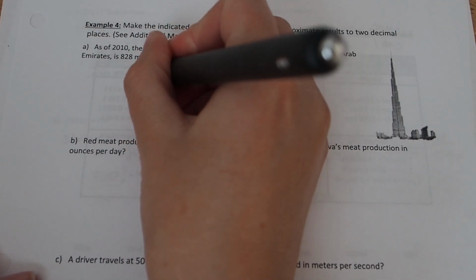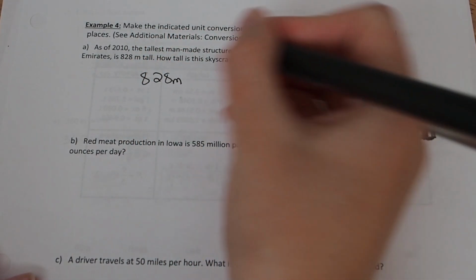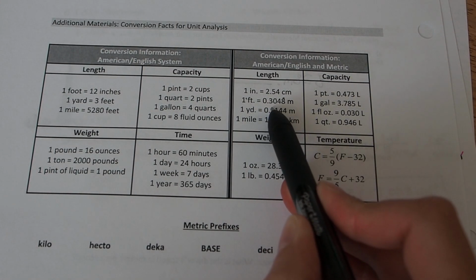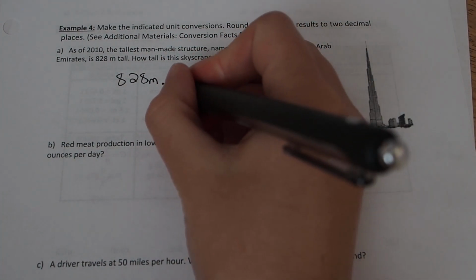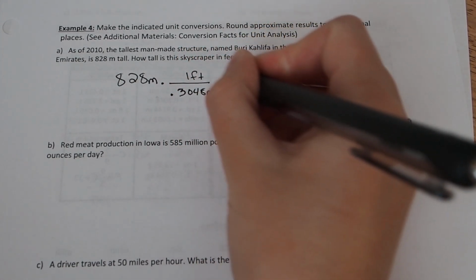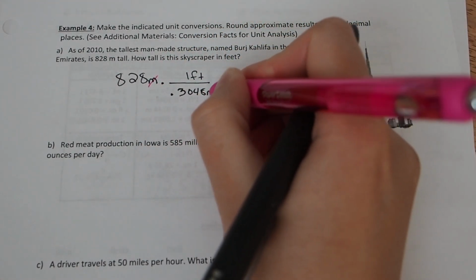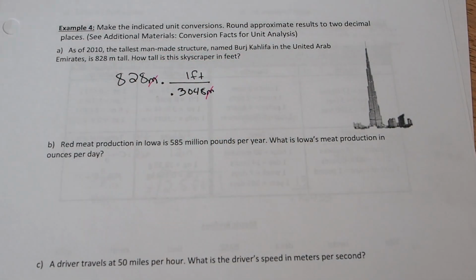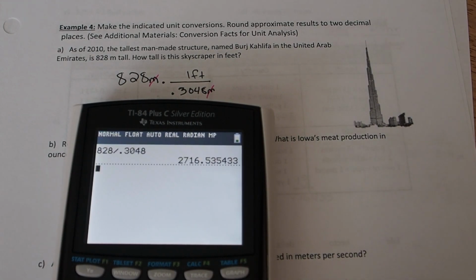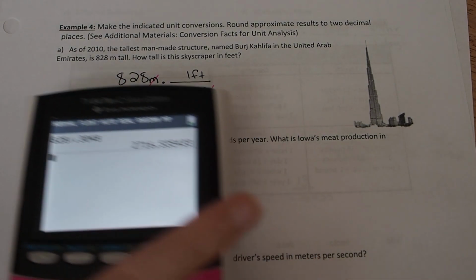So I'm starting with 828 meters, and I want to convert that to feet. Okay, I need to flip onto the back of this page to find that conversion. So meters to feet, 0.3048 meters is equal to 1 foot. So that will go on the bottom. 0.3048 meters is equal to 1 foot. And that will allow meters to cancel. So 828 times 1, then divide it by 0.3048. So that would give me 828 divided by 0.3048. So it's 2,716 feet tall.